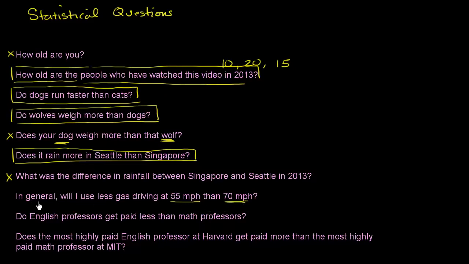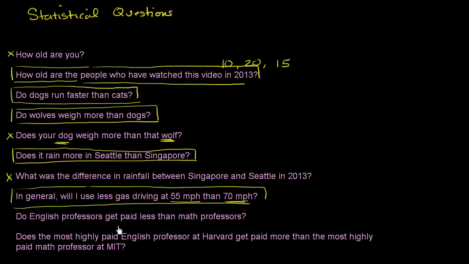And same thing for 70 miles an hour. So when we're saying in general, there's variation in what the gas mileage is at 55 miles an hour and at 70 miles an hour. So what you'd probably want to do is say, well, what's my average mileage when I drive at 55 miles an hour, and compare that to the average mileage when I drive at 70. So because we have this variability in each of those cases, this is definitely a statistical question.